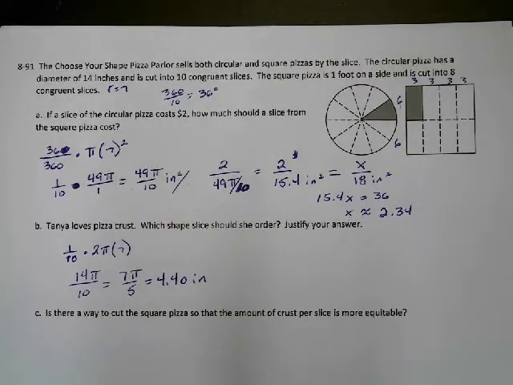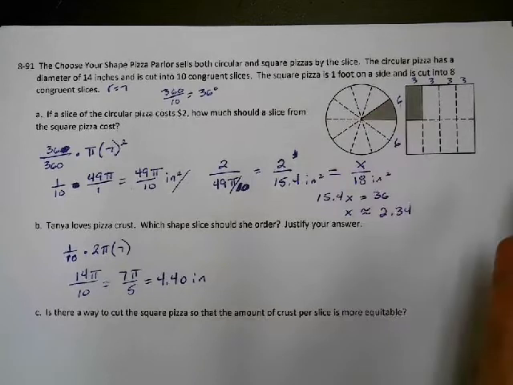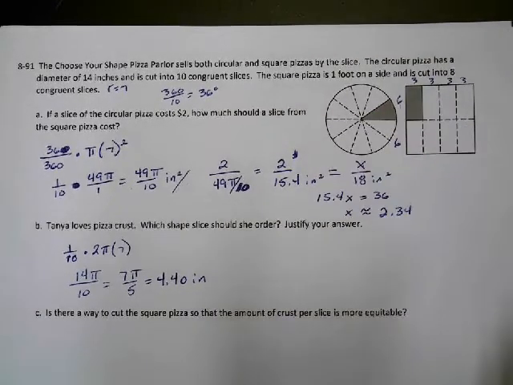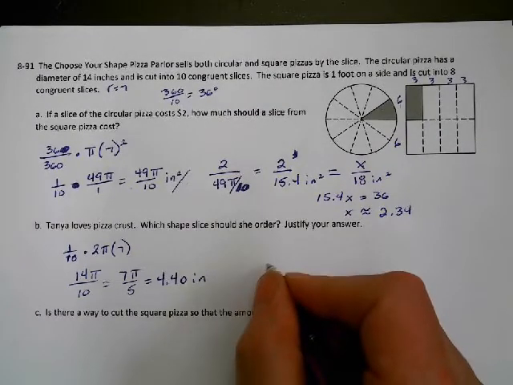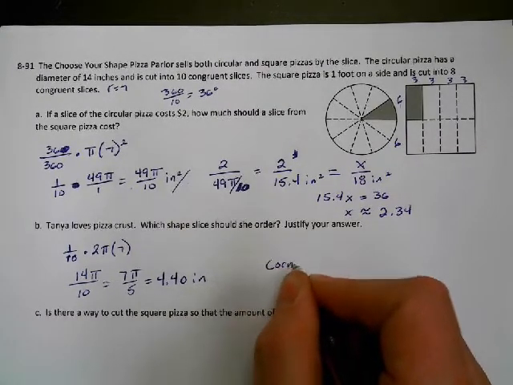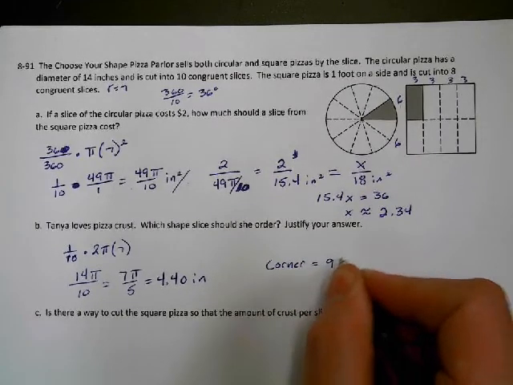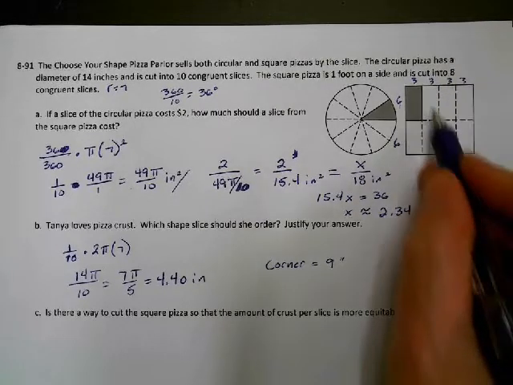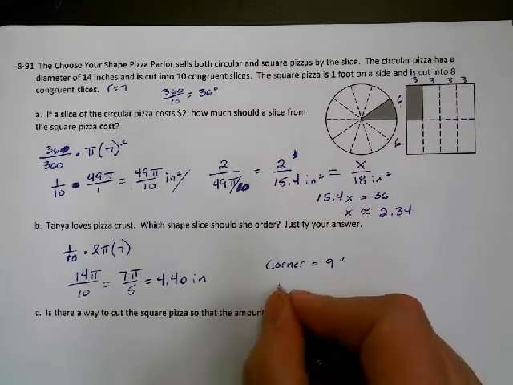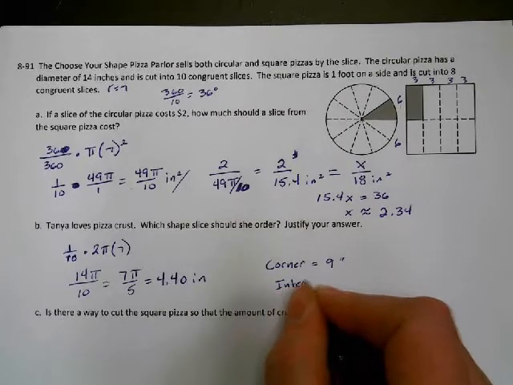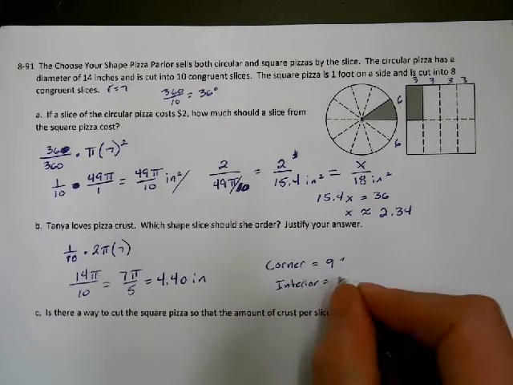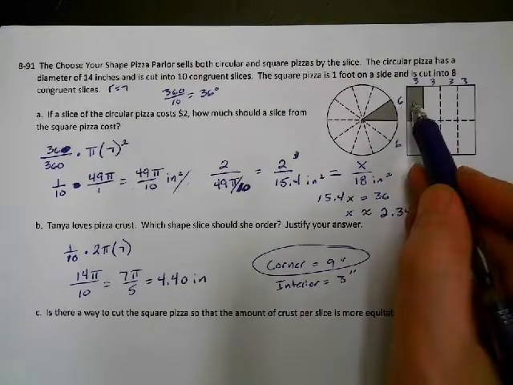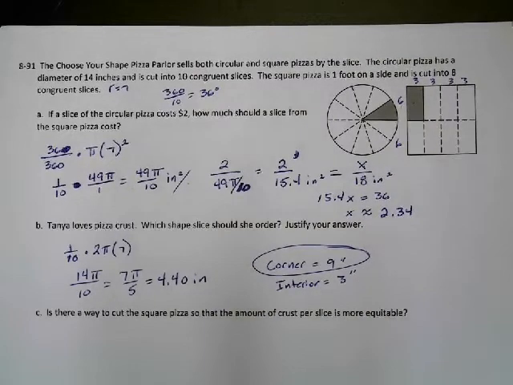But over here, I can see if she picks a corner piece right here, she gets 9 inches of crust. So a corner piece gives her 9. But if she gets one of these interior pieces, one of these 4 right here, an interior piece only gets her 3 inches of crust. So basically, she should get a corner piece like this one, and that's going to give her 9 inches of crust, and that'll be better than the 4.4 inches she gets from the circle.